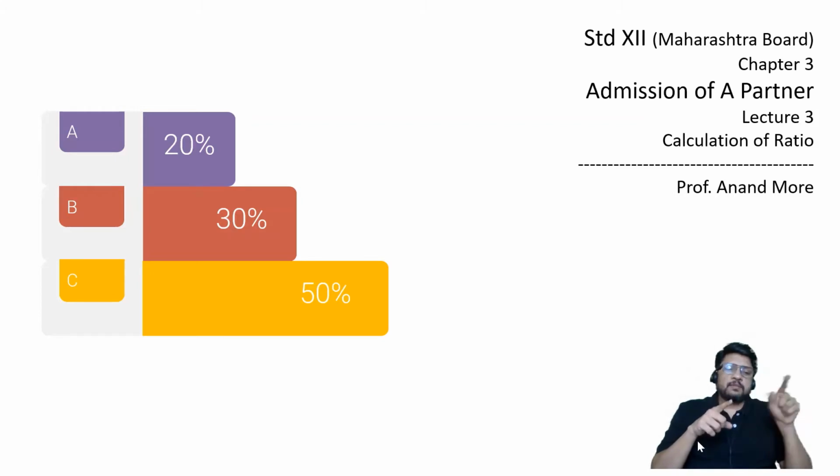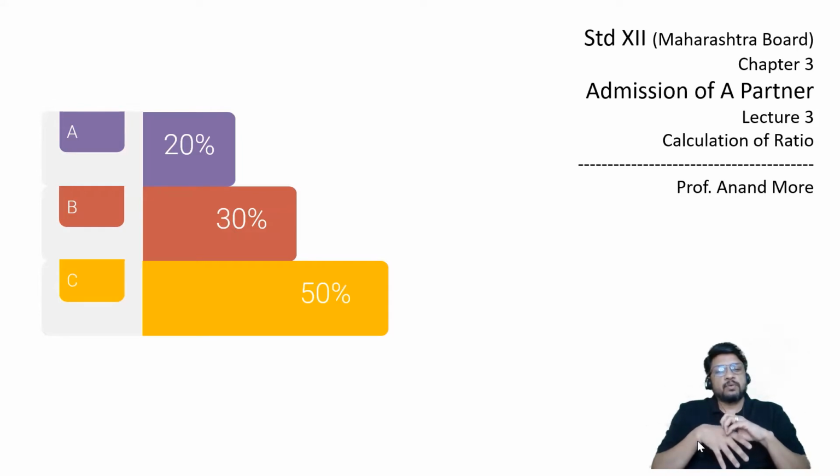So the first question, what is the value of goodwill? It can be calculated either by average profit method or by super profit method. How to calculate that? That's what we have done in the previous lecture, the second lecture. In the third lecture, I am going to talk about which ratio to be used, because sometimes we will be using old ratios, sometimes we will be using sacrifice ratios. Which ratio to be used at what point of time we will discuss in the next lecture. But how to calculate those ratios, that's what we are going to learn first.